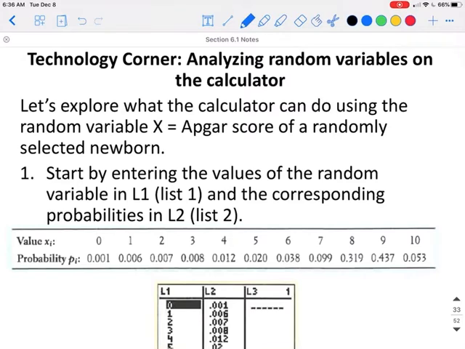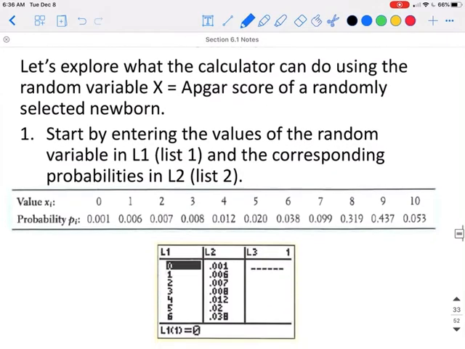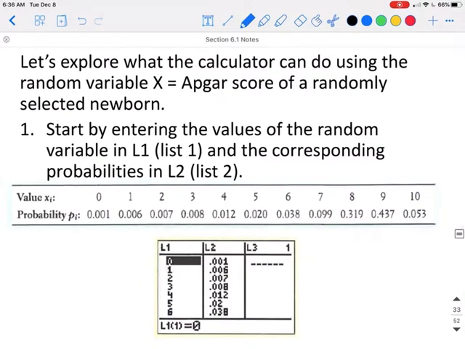Now, the good news is your calculator can do all that work for you, so you don't have to do it all by hand. So let's look at the exact same data again, but this time we're going to use our calculator. So you would start by entering the values for your random variable, or your x values, into your list 1, and you would list the corresponding probabilities into your list 2.